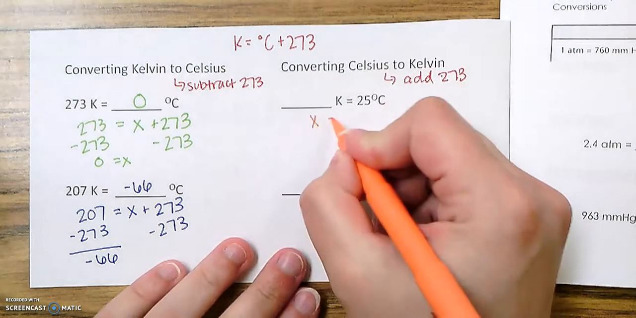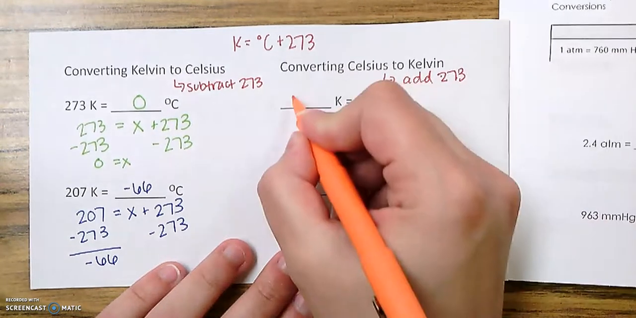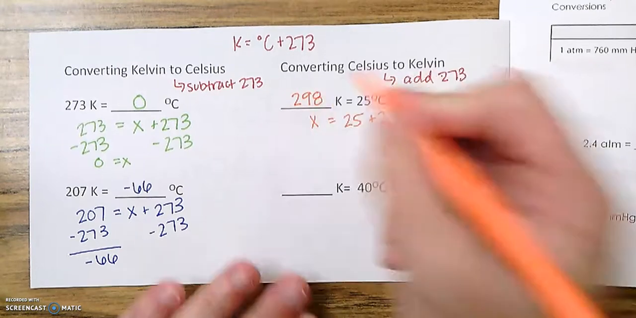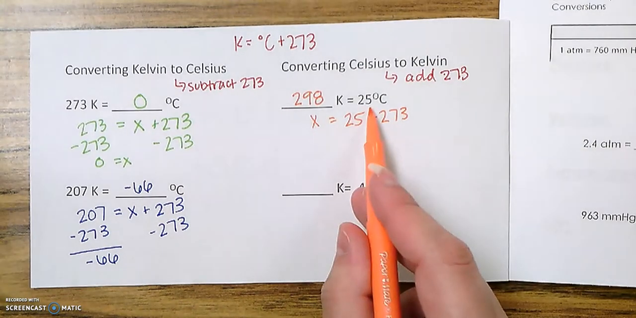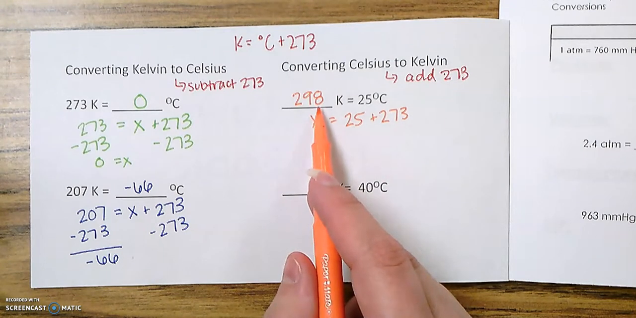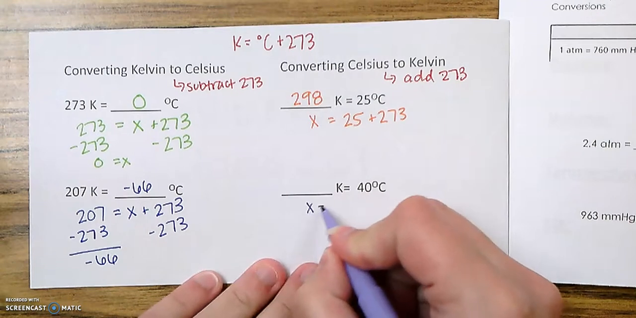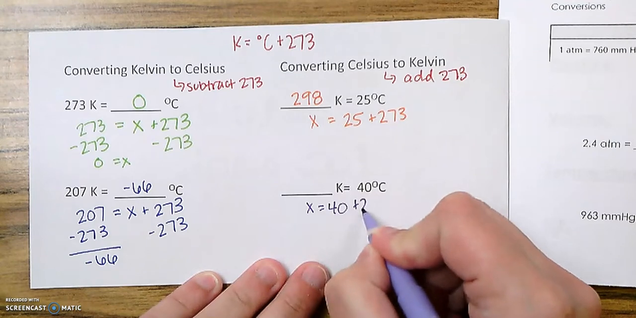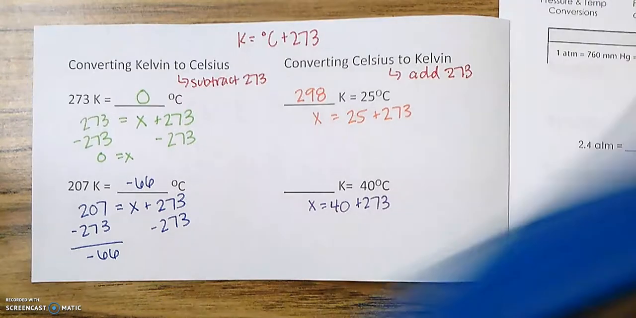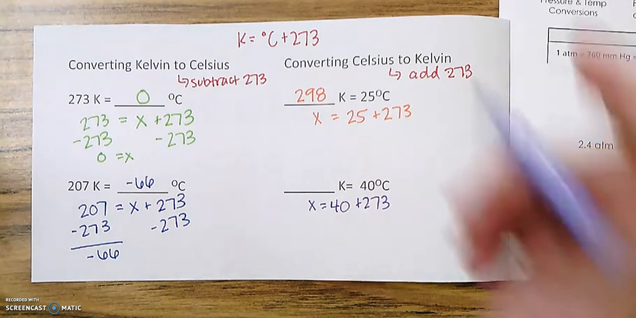So we have our X for our Kelvin, 25 plus 273. We end up with 298. Because we are adding, we have those ones places, so I know that I can have a significant digit up to that point. So I'm good with my number there. Let's check out this next one. Put X in for my Kelvin. 40 plus 273. That's 313.